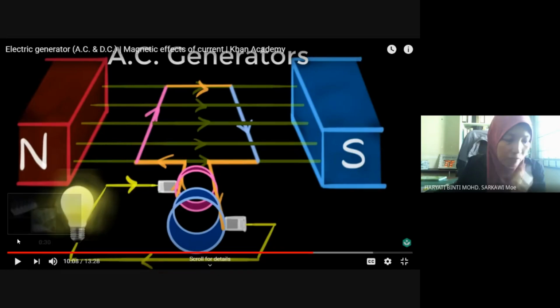Okay, now can understand? So we call this a slip ring. In BM, it is gelang gelincir. Okay, gelang gelincir. So it means the slip ring, and then the coil here. So this, the left side, is the shorter end.